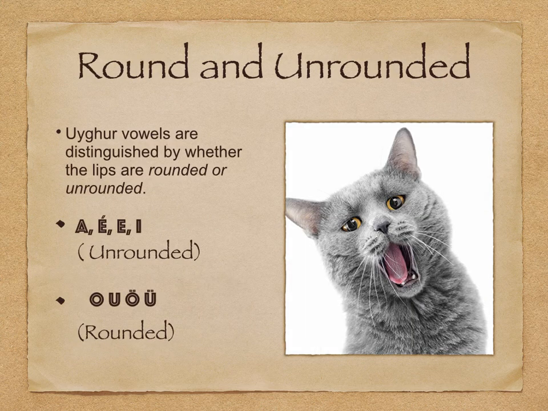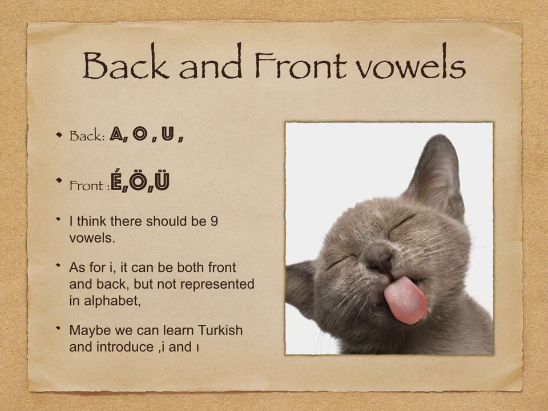So as I said, we only have 8 vowels. I think we should have 9 vowels, and we should introduce a Turkish ninth vowel. Uyghur vowels are distinguished by whether their lips are rounded or unrounded, right? Like a, e, o, u, ü. I didn't put e in the front because you mean back and front, right?